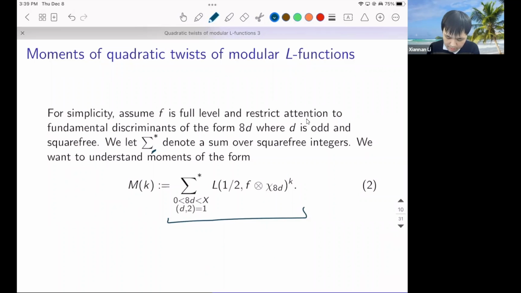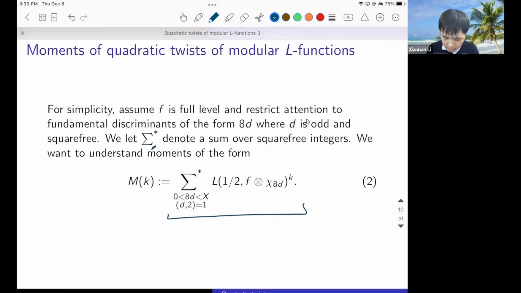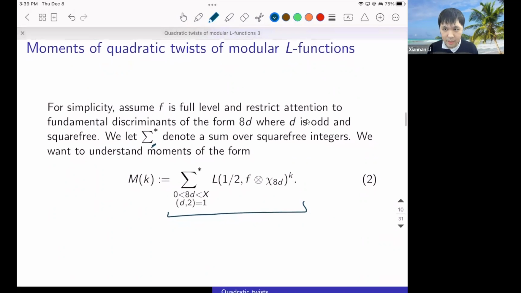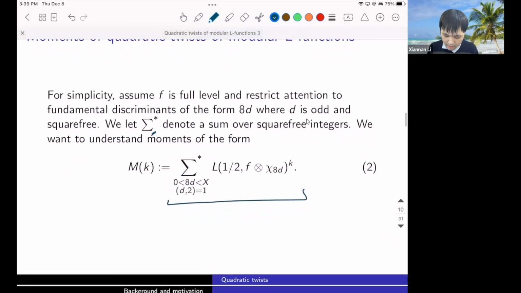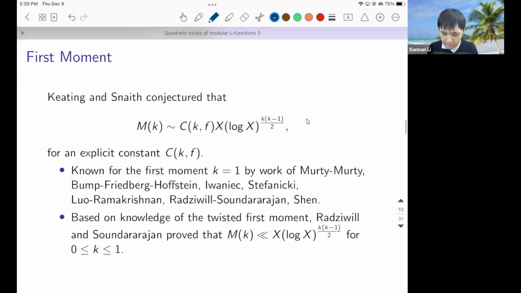In fact, for the purpose of this talk, you can just pretend that square free numbers are the same as fundamental discriminants, and it won't really matter too much. So these I'll call the kth moment of this family of quadratic twists. And Keating and Snaith conjectured that these kth moments should be asymptotic to some constant, C, depending only on k and f, so k is the moment and f is the fixed modular form, times X times some power of log X.